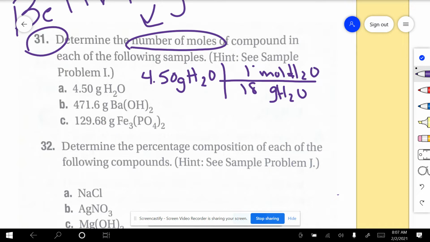Okay? So what we're going to do now, because these cancel out, we're going to multiply, because that line there means we multiply. 4.5 times 1. And then we're going to divide, because this is a fraction line, which means divide, by 18. 4.5 divided by 18. Okay? 0.25 moles.